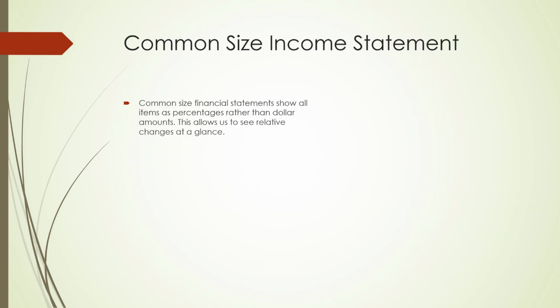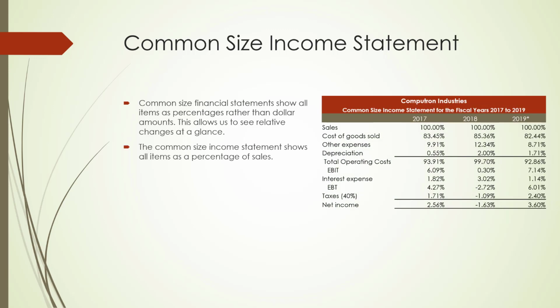Another technique that we can use is common size financial statements. And so the common size income statement is simply everything divided by sales. So we're looking at everything relative to sales, and this allows us to see these trends very clearly.